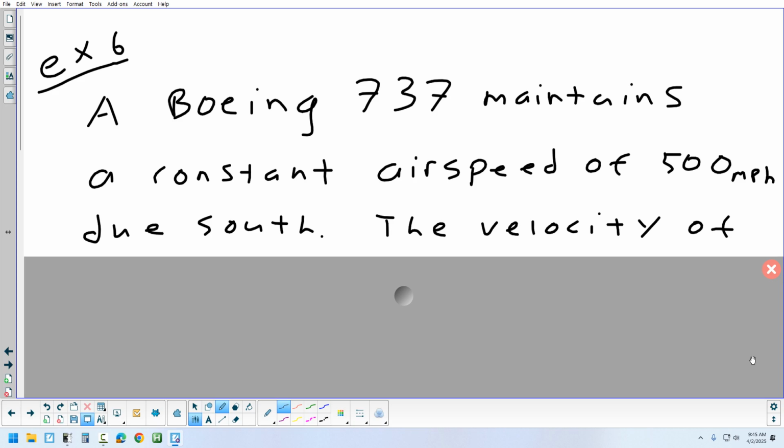Ground speed would be like if you were on the ground and you could point a radar gun at a plane and see how fast it's moving, or if you were up at the same level as the plane. That's the ground speed. The air speed is like if you put your hand out the window, how fast the air is hitting your hand. Well, you might think, aren't they the same? No, they're not always the same.